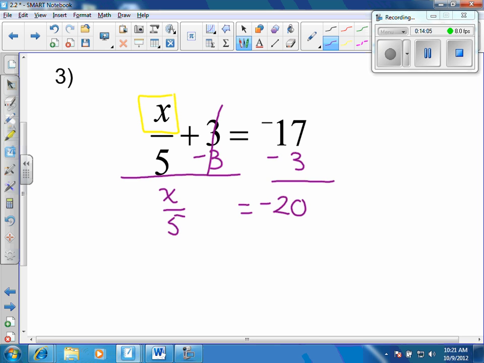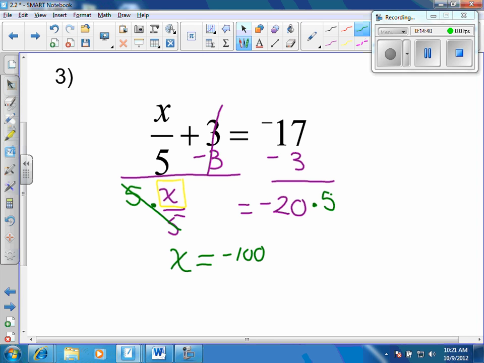So now we're still trying to get rid of the x, right? So we have to eliminate it. The opposite of division is multiplication, so we're going to just show that with a 5 times here and a 5 times here. What happens with the 2 5s? They cancel each other out. They make a 1, right? So you have 1x, and then equals negative 100.